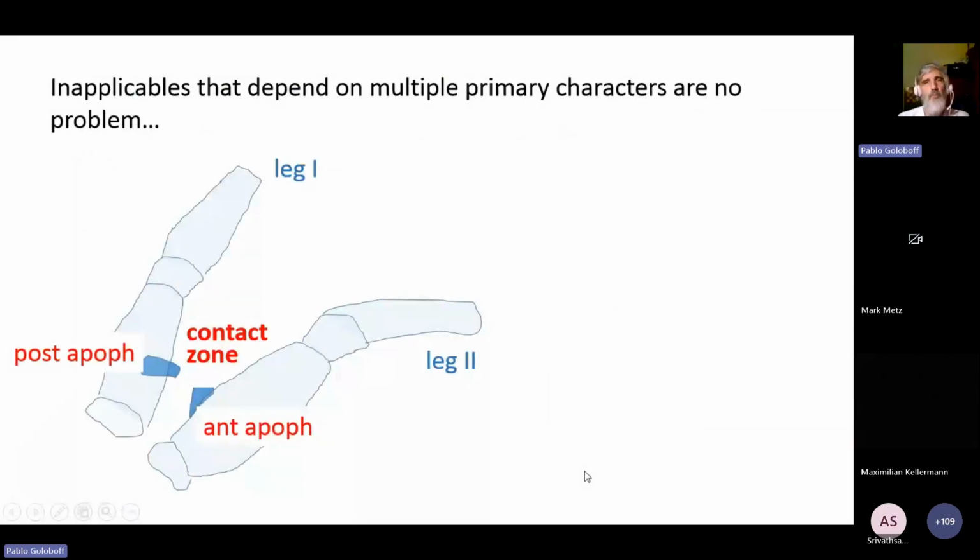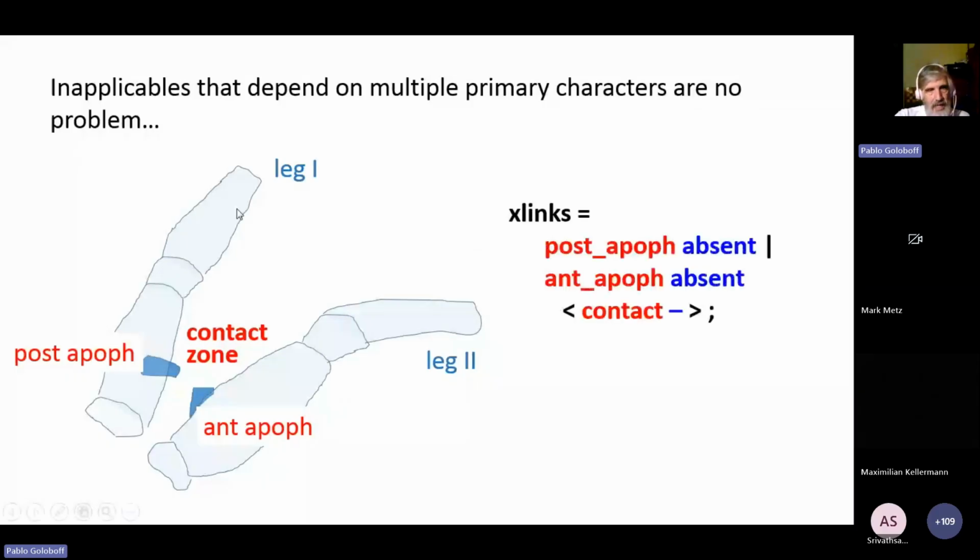Inapplicables that depend on multiple primary characters are no problem, and in this case, suppose you have the legs, where the anterior leg has a posterior apophysis on the posterior side, and the second leg has an anterior apophysis on the anterior side, and they can touch each other, and the character is the contact zone.